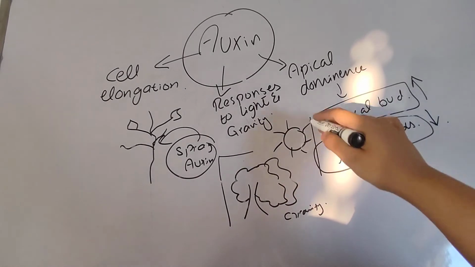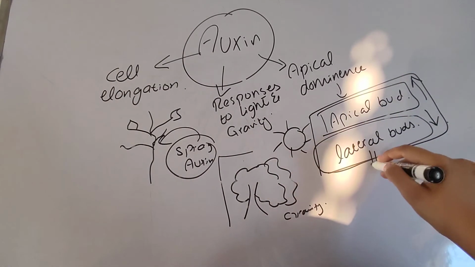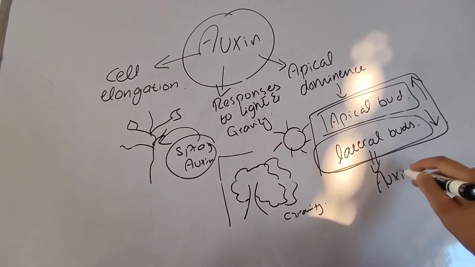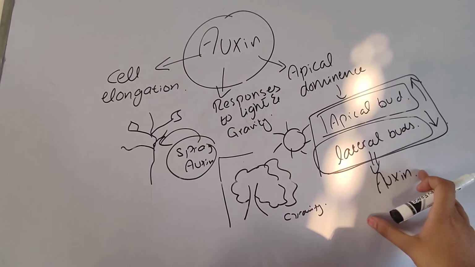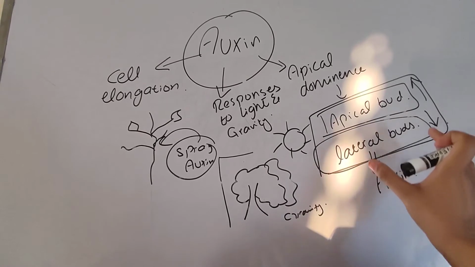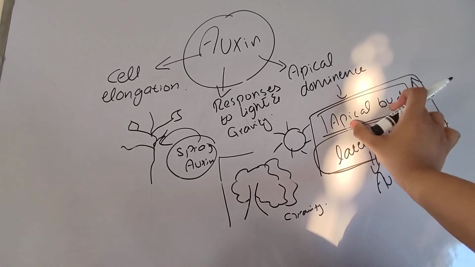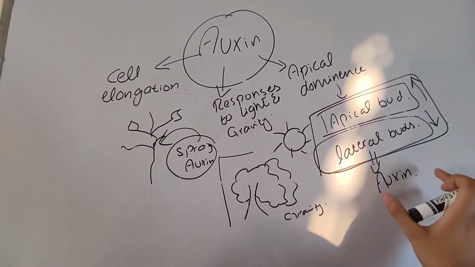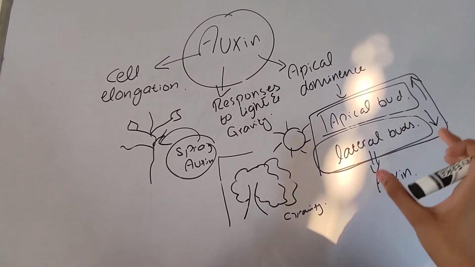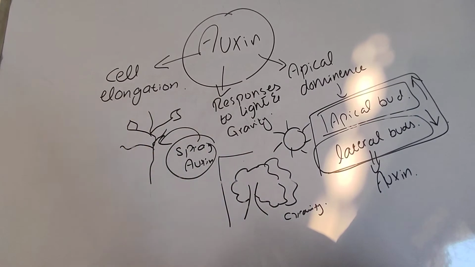And this apical dominance phenomenon is mainly due to auxin, because in the apical bud the auxin concentration is higher, and because of this their size increases as well. And in lateral buds the auxin concentration is not as high as in the apical bud.